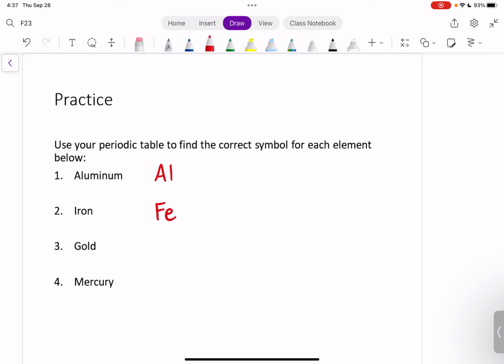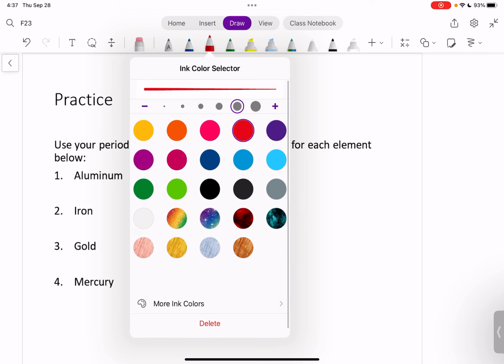That one might have taken you a little bit of time to find because it's not super intuitive. That's because the name was originally in Latin, and it carried over from Latin, which is really cool, I think. What about gold? Yeah, gold is Au. Another Latin one. And then mercury. Yeah, mercury is Hg.